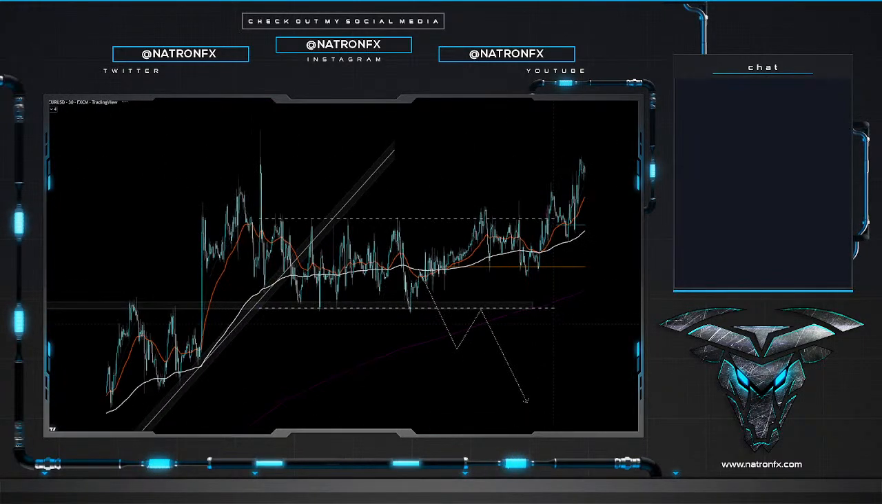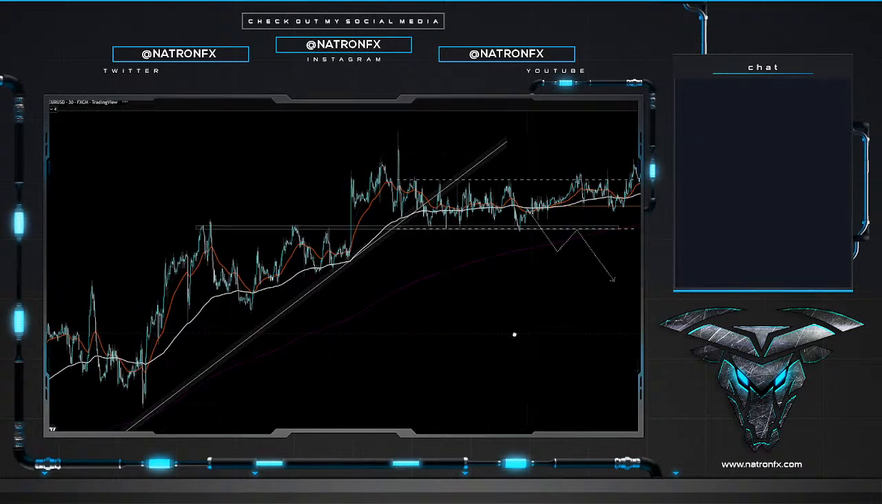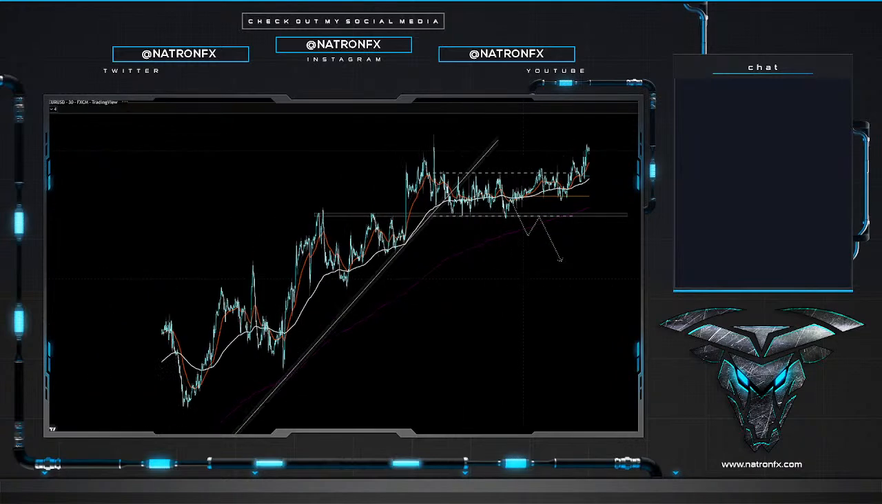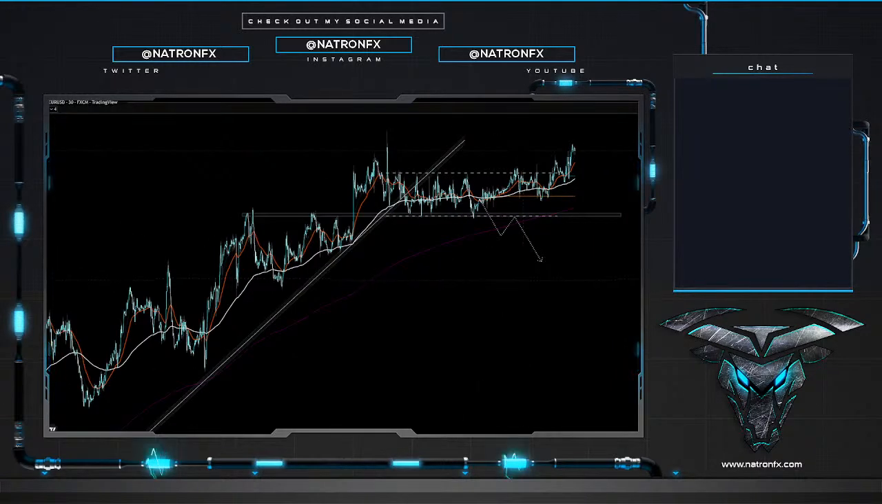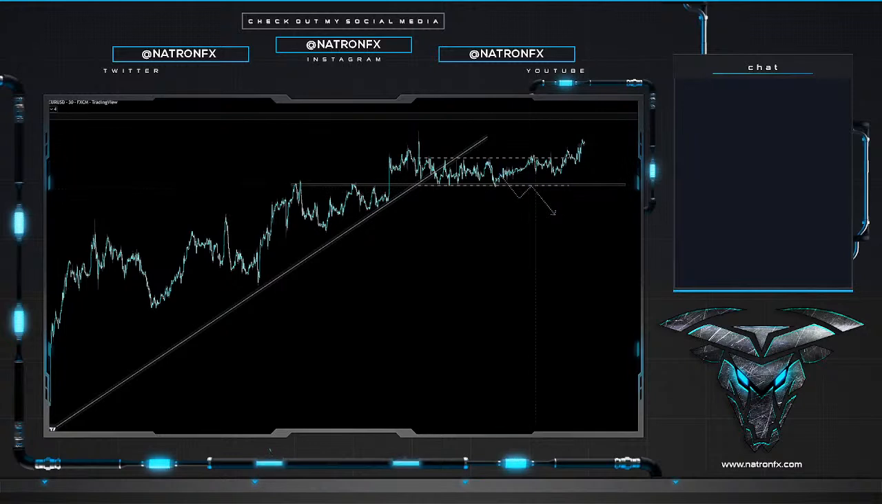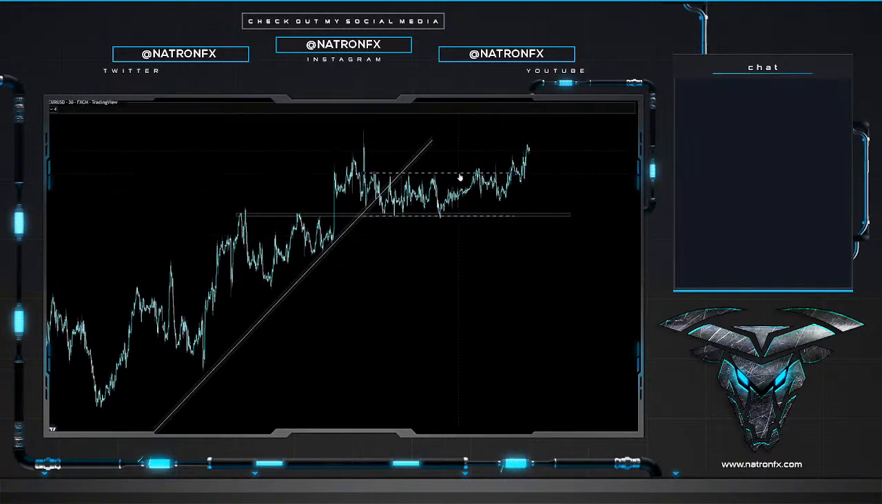All right, here's that euro. I was waiting for a break here, expecting strength in the dollar. Just didn't happen yet. Let's see here. Take the indicators off. Take this off here. It did break this consolidation area.